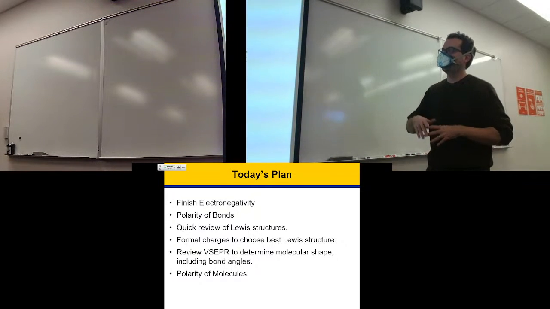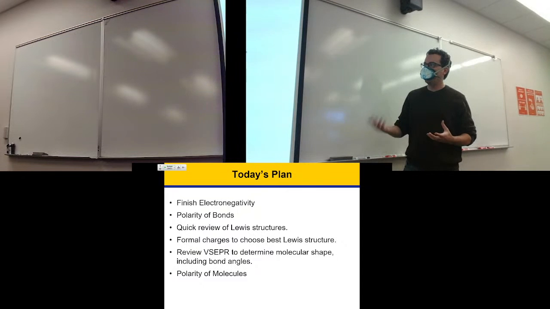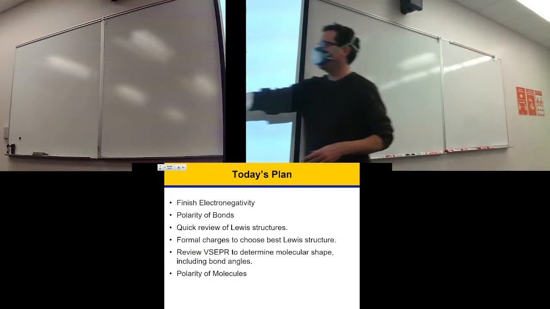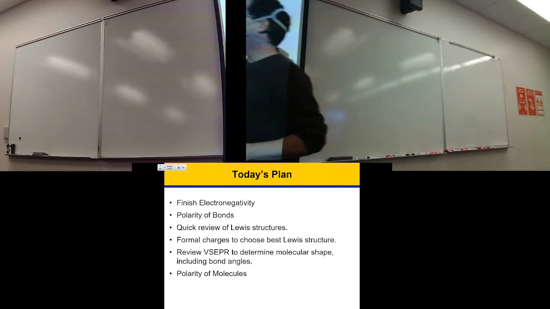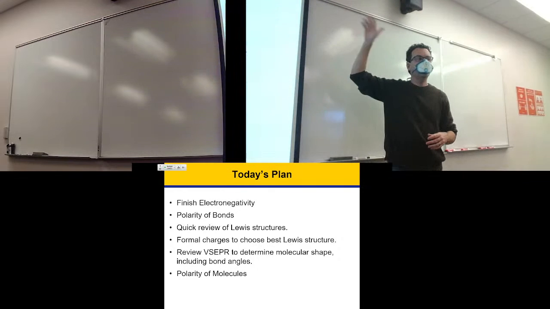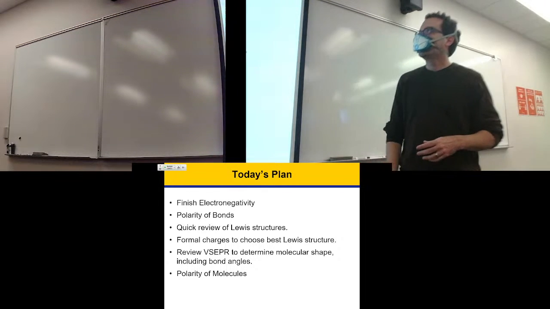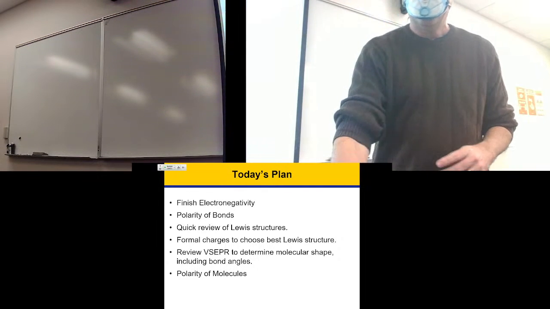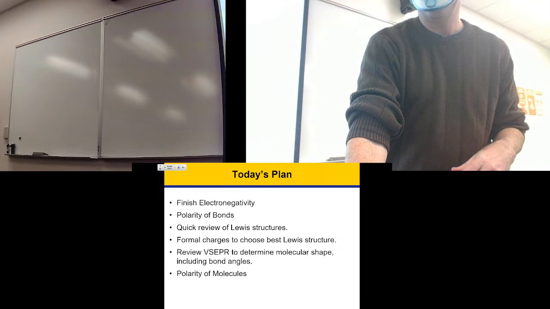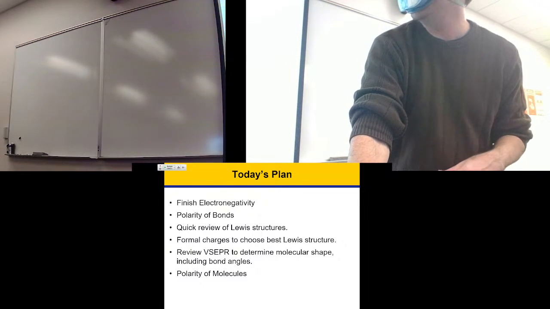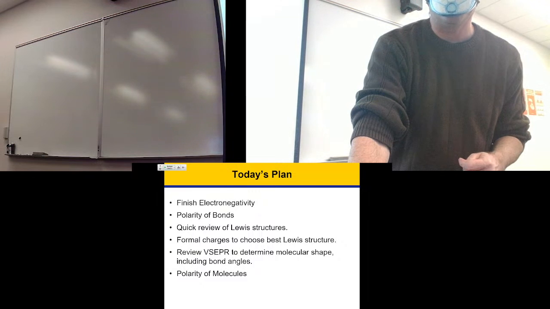But in order to understand polarity of a molecule, which is the final topic, we have to know the Lewis structure, then the shape. All of that needs to be known before we can even discuss polarity of a molecule. So hopefully we get through that today. And if we end up early, we'll just end early, because we have limited stuff to do and I don't want to rush it all in one day.